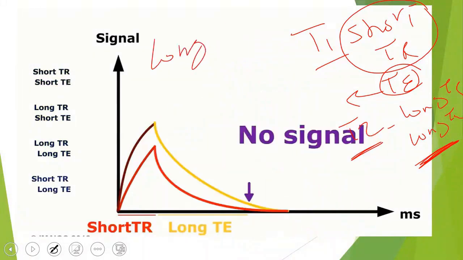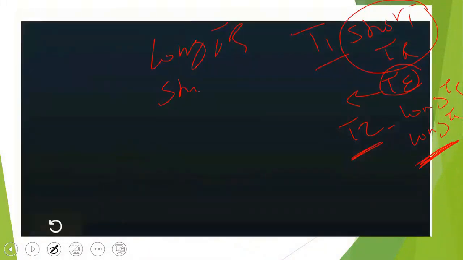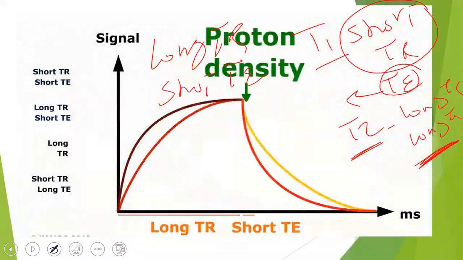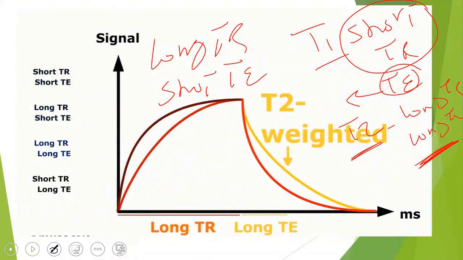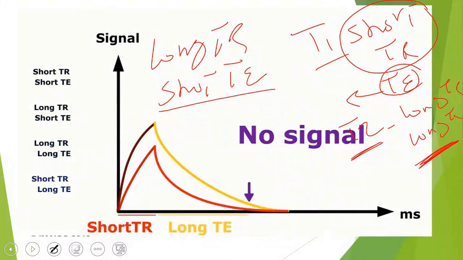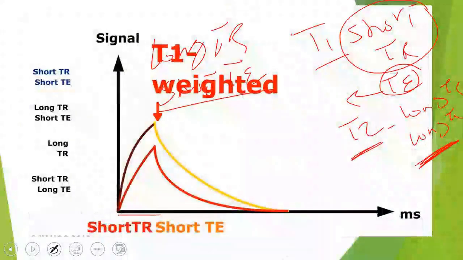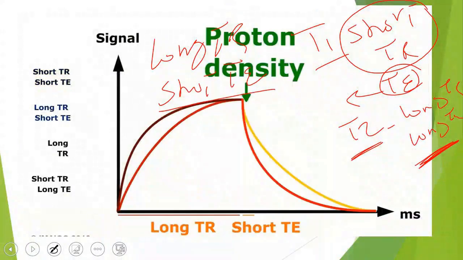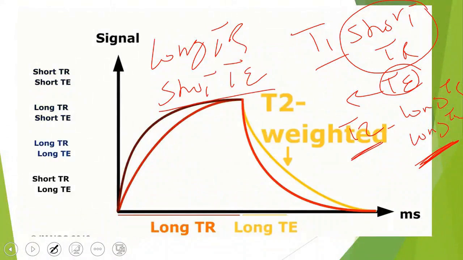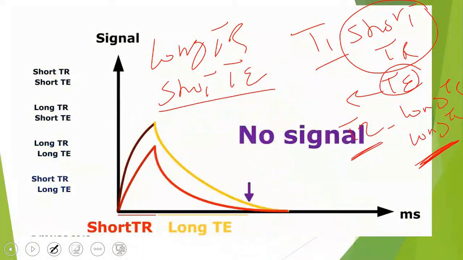So what will I do? I will take long TR and short TE. Long TR will remove the effect of T1. And what about T2? Its effect was removed too. So in this case, the signal difference that you receive will depend on what? On the number of protons present in the different tissues, which is the proton density sequence.